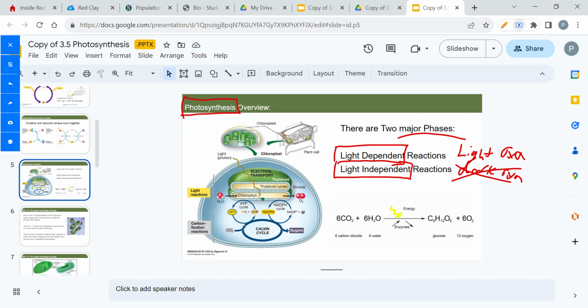Which of the two do you think uses sunlight? The light dependent or the light independent? If you said light dependent, you got it right. It depends on light in order for it to occur. So light dependent is the one that uses the solar energy. The light independent is going to be the other stuff.